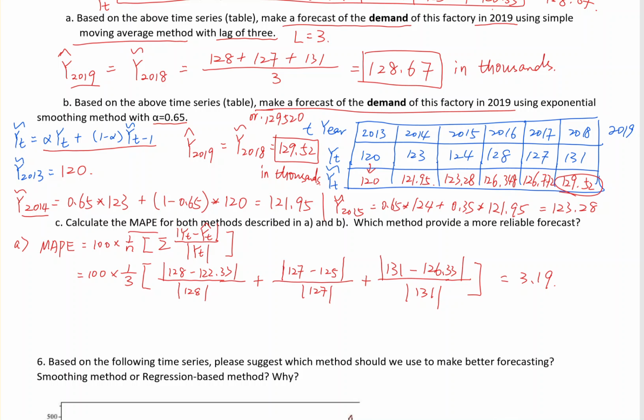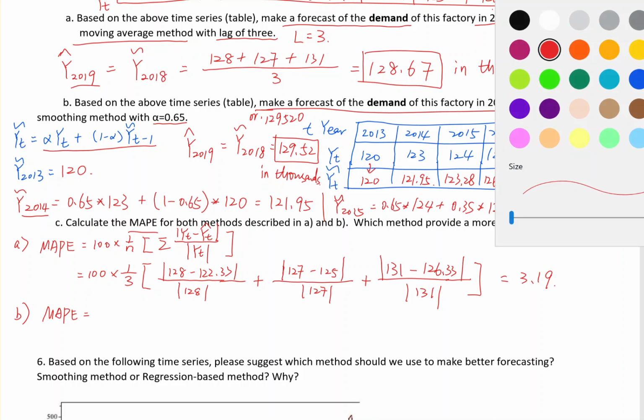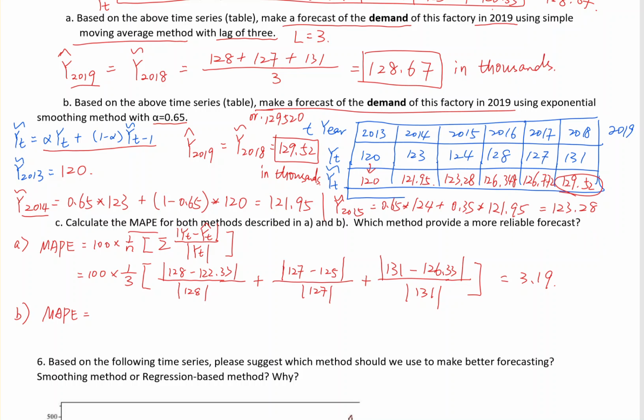All right, so we got the MAPE for the first method. Let's calculate the MAPE of the second method. The formula is the same, and the way to calculate MAPE is also the same. But we focus on this table then, right? For this table, we didn't draw the YT hat, so we just add another row for YT hat. So actually we are kind of switching their positions.